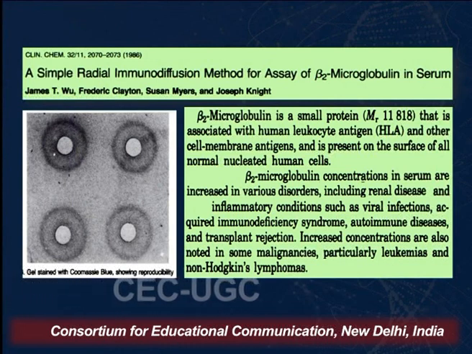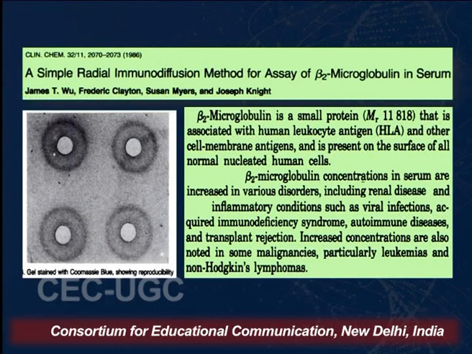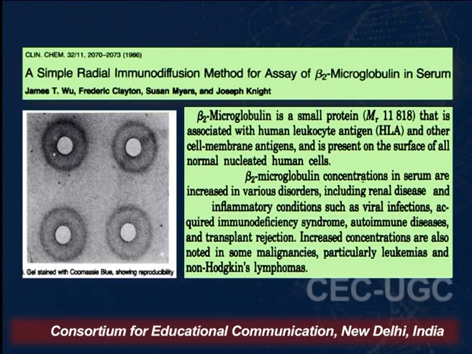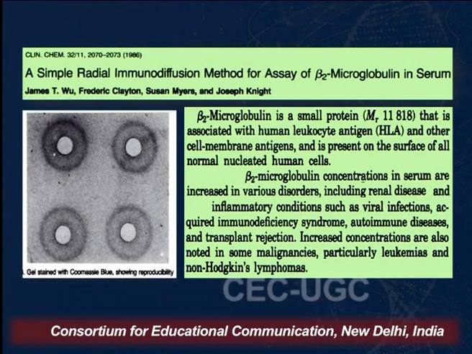Now this was one of the first assays which used the radial immunodiffusion method, and it measured beta-2 microglobulin in the serum. We know that the beta-2 microglobulin concentration increases in certain disease conditions like renal diseases, inflammatory diseases, autoimmune diseases, and AIDS, acquired immunodeficiency syndrome.